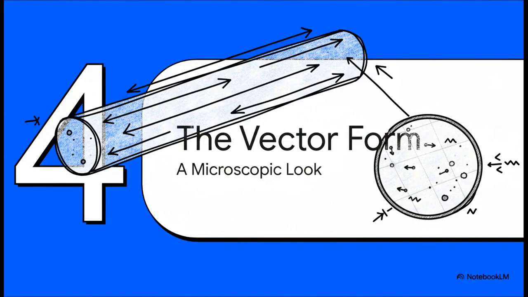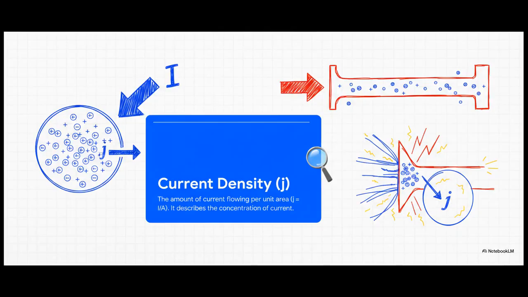Okay, so up until now, we've been looking at the whole wire, the whole conductor, the big picture view. Now we're going to put on our physics goggles and zoom way in to see how Ohm's law works at any single tiny point inside the material. This is the microscopic view. To even talk about this, we need a new tool. It's called current density, and we use the letter J. All it is is the total current divided by the area it's flowing through. It basically tells you how crowded or concentrated the flow of electricity is at one specific spot.